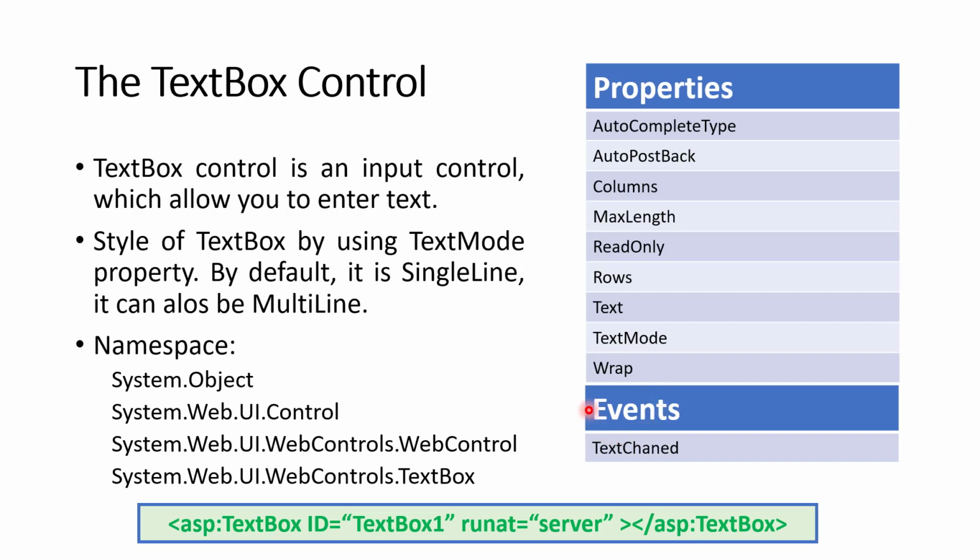There is a single event we'll discuss for the text box control, that is TextChanged. It occurs when a user changes the text of the text box control. Over here we can see a tag defined as a text box example. It will be like asp:TextBox ID equal to TextBox1 runat server, and we can close this tag like this.